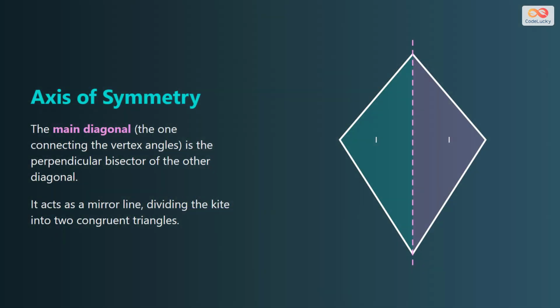The kite has a single axis of symmetry. The main diagonal, which connects the vertex angles, cuts the shape perfectly in half. It acts as a perpendicular bisector to the other diagonal, creating two mirror image triangles.